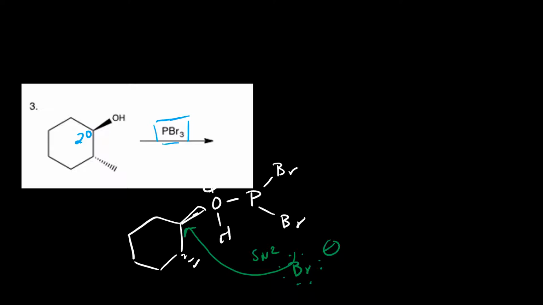And so in the end, you're going to have a brominated product, but the configuration at this carbon, notice that the bromine came in from the opposite side, that leaving group came off.